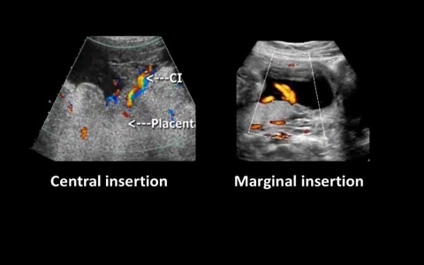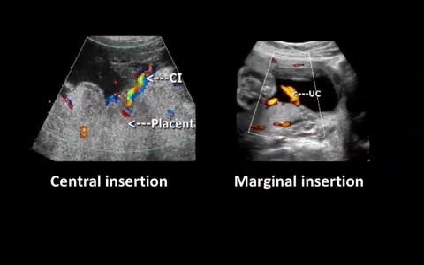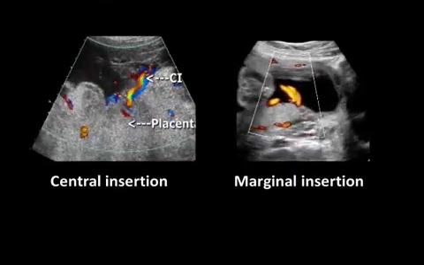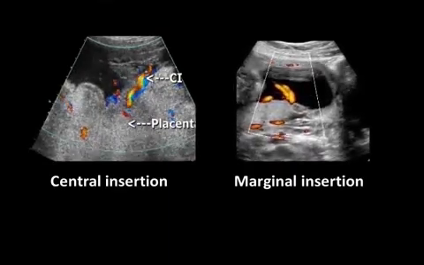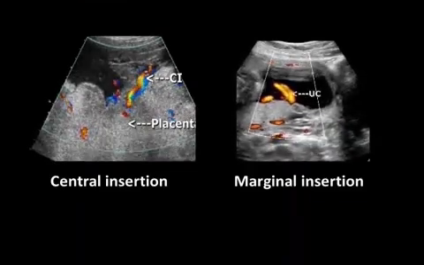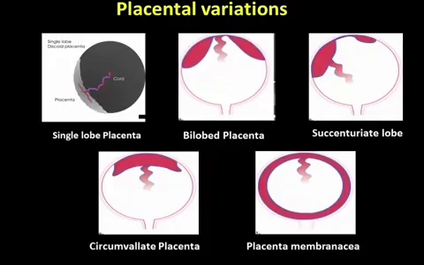The umbilical cord inserts into the center of the placenta, and into the fetus at the umbilicus. Variation in insertion can occur. For example, marginal insertion and velamentous insertion may be seen. Several variations in placental morphology are seen. These include single-lobe discoid placenta, which is the most common scenario, bilobed placenta, succenturiate lobe, circumvallate placenta, and placenta membranacea.